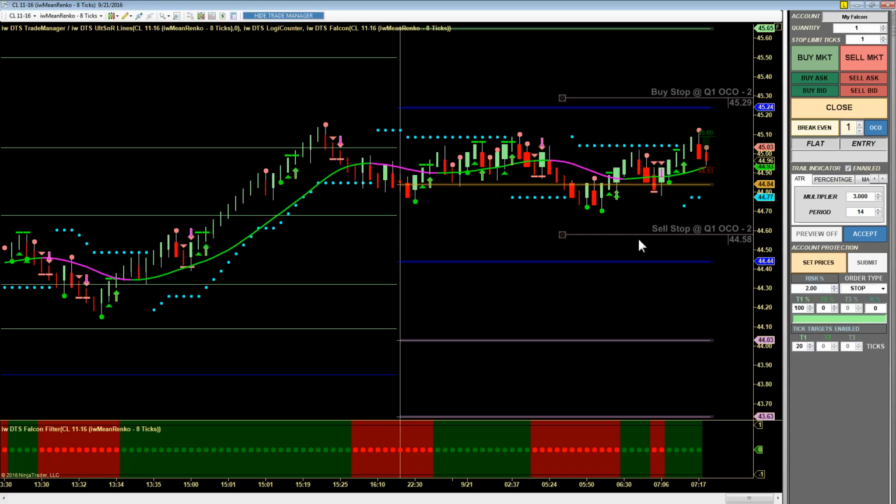So we'll give them a little bit of room. What I could do, I could even bracket here above the primary resistance and below the primary support. Kind of skewered here. I could make it tighter. You can make it tighter still. Crude oil, of course, tends to be a little whippy at times.